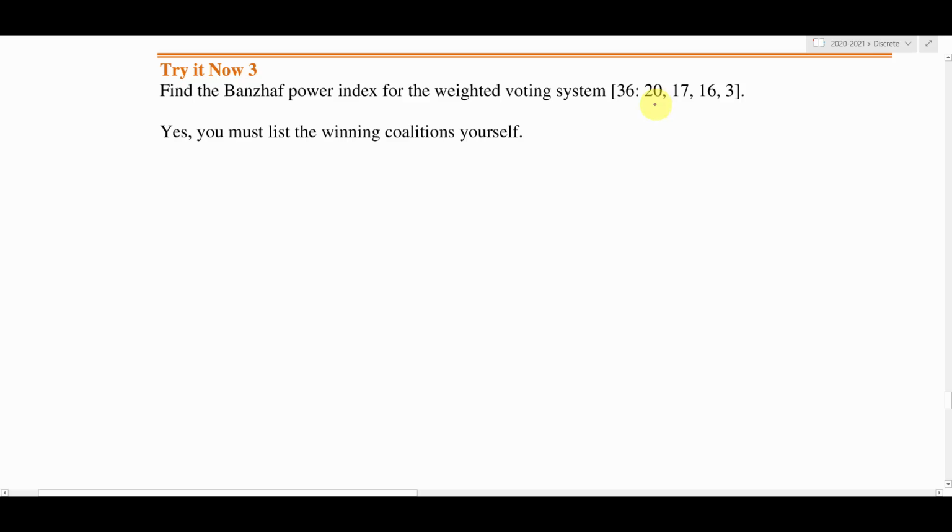Remember, do it systematically. Try and start with the coalitions of 4 players first, and then work your way down to coalitions of 2 players, and see if you can get them all, and compare what you get to what I get.